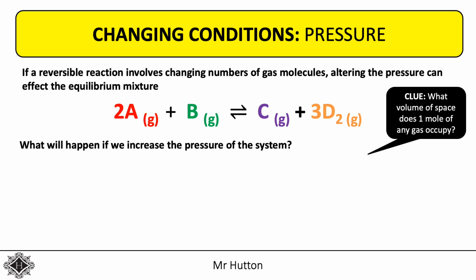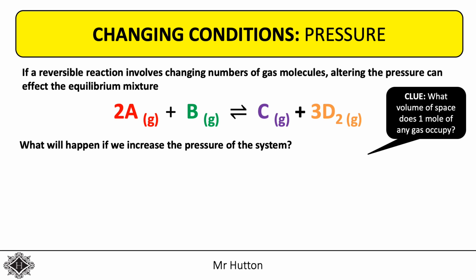So we've got 2 moles of A, so that's going to occupy 2 times 24, which gives us 48 decimeters cubed. And then B is going to be 24 decimeters cubed. C will be 24 decimeters cubed. And then D here is going to be 3 lots of our 24, that's 72 decimeters cubed.